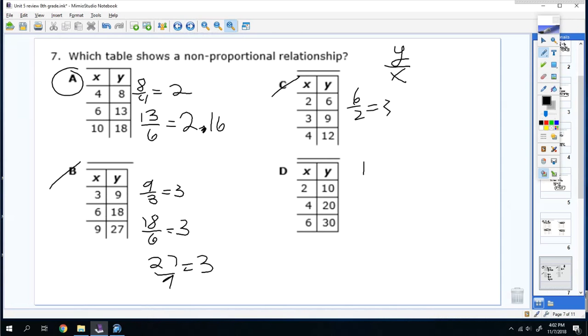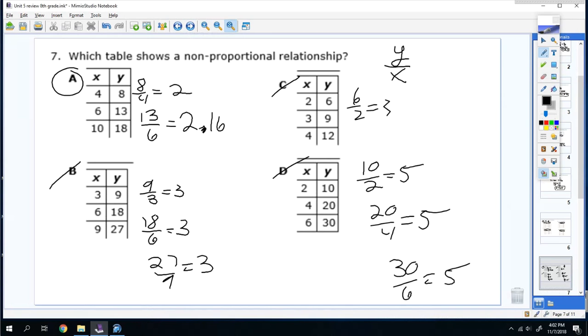Next one would be 10 over 2, which is 5. 21 over 4, which is 5. And then 30 over 6, which is 5. So good. So it means A is the only one that's non-proportional because the ratios do not equal each other.